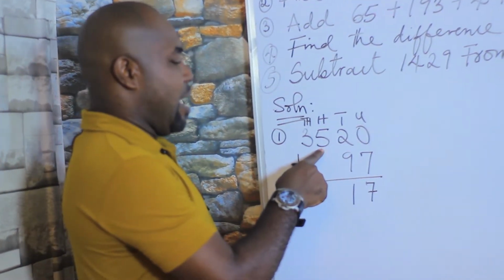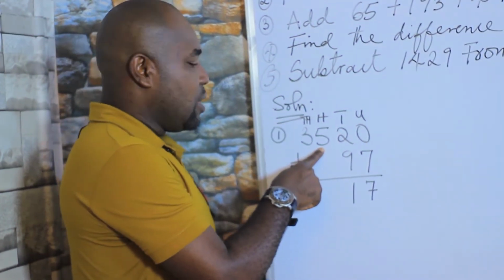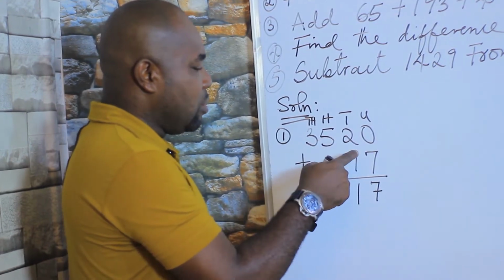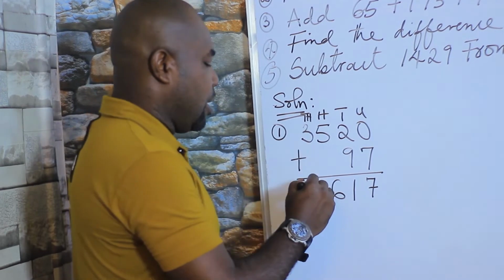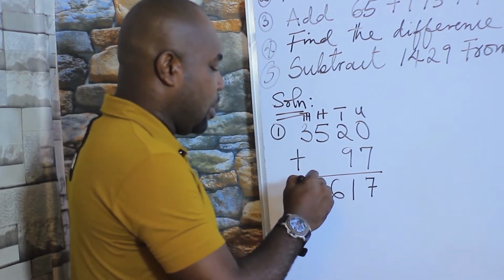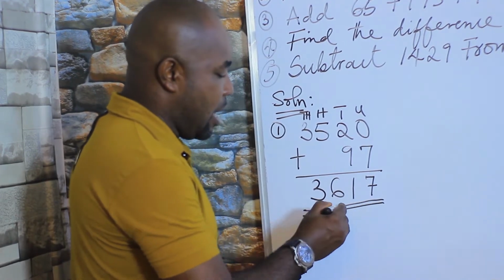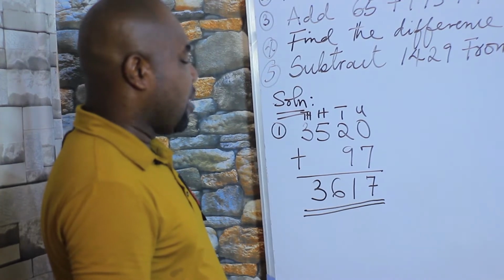That one we add here, making the figure 5 here to be what? 6. There is nothing to add here anymore. So 1 plus 5 is 6. And this is 3. 3 plus 0 is 3. So our result, our answer, our sum is 3617.